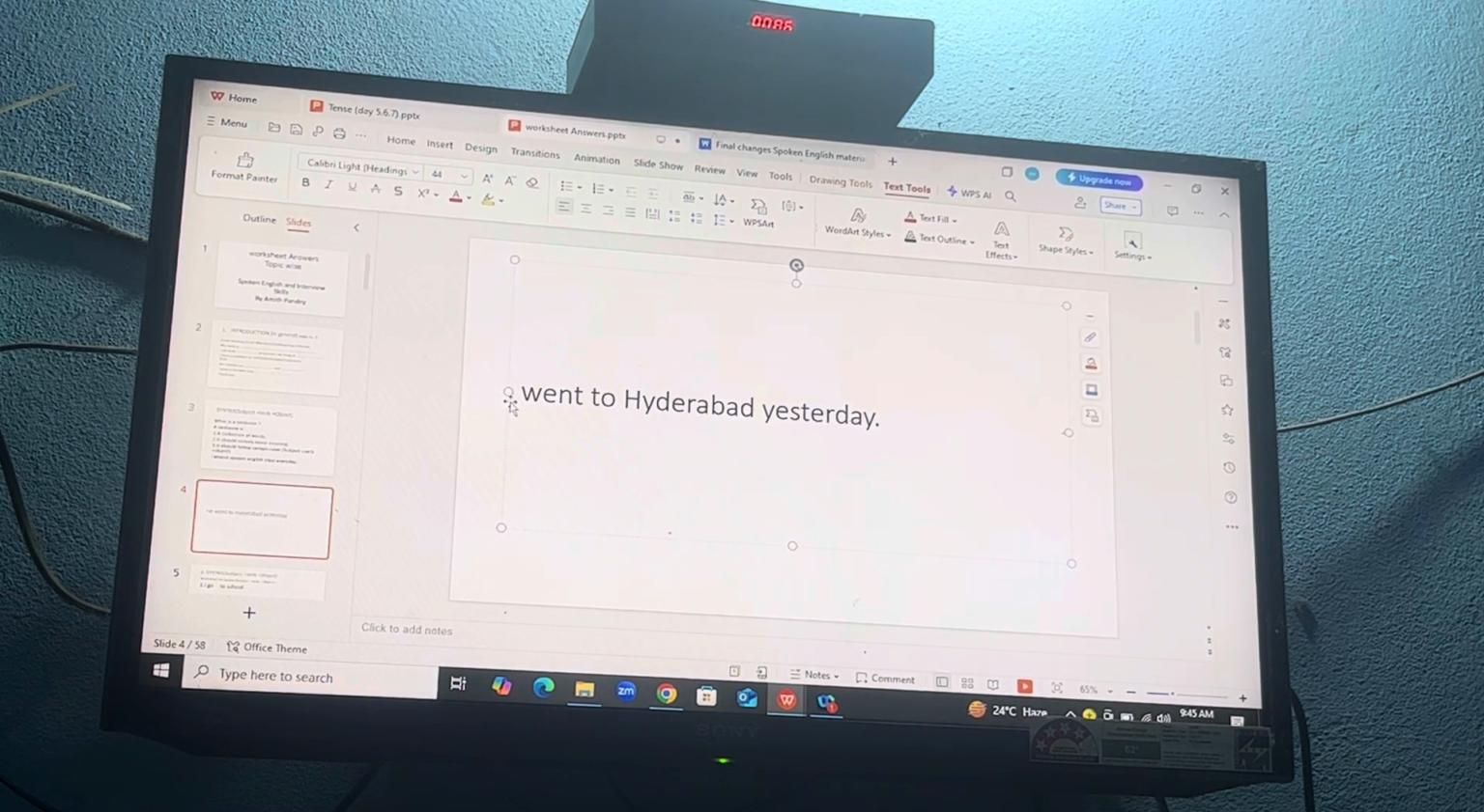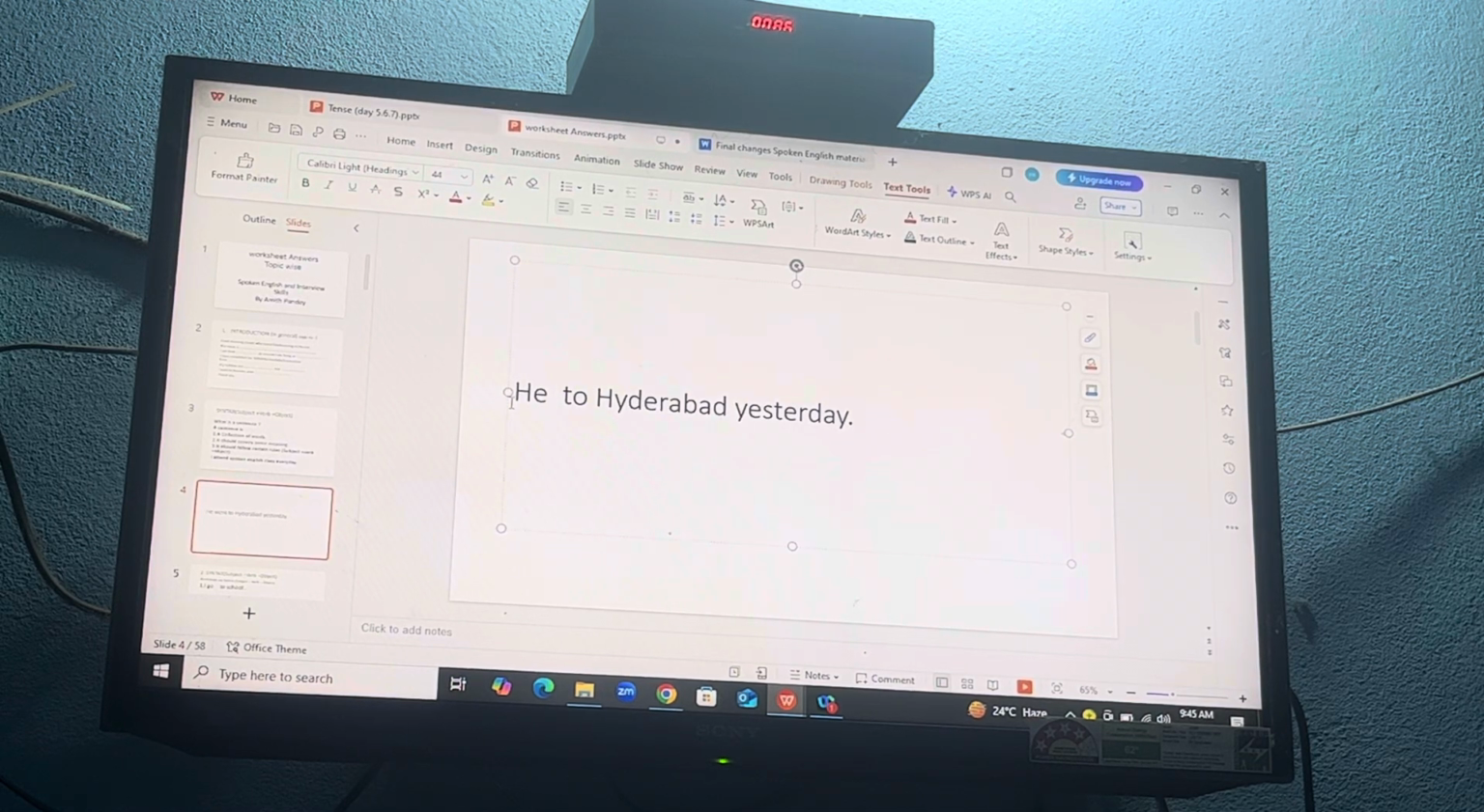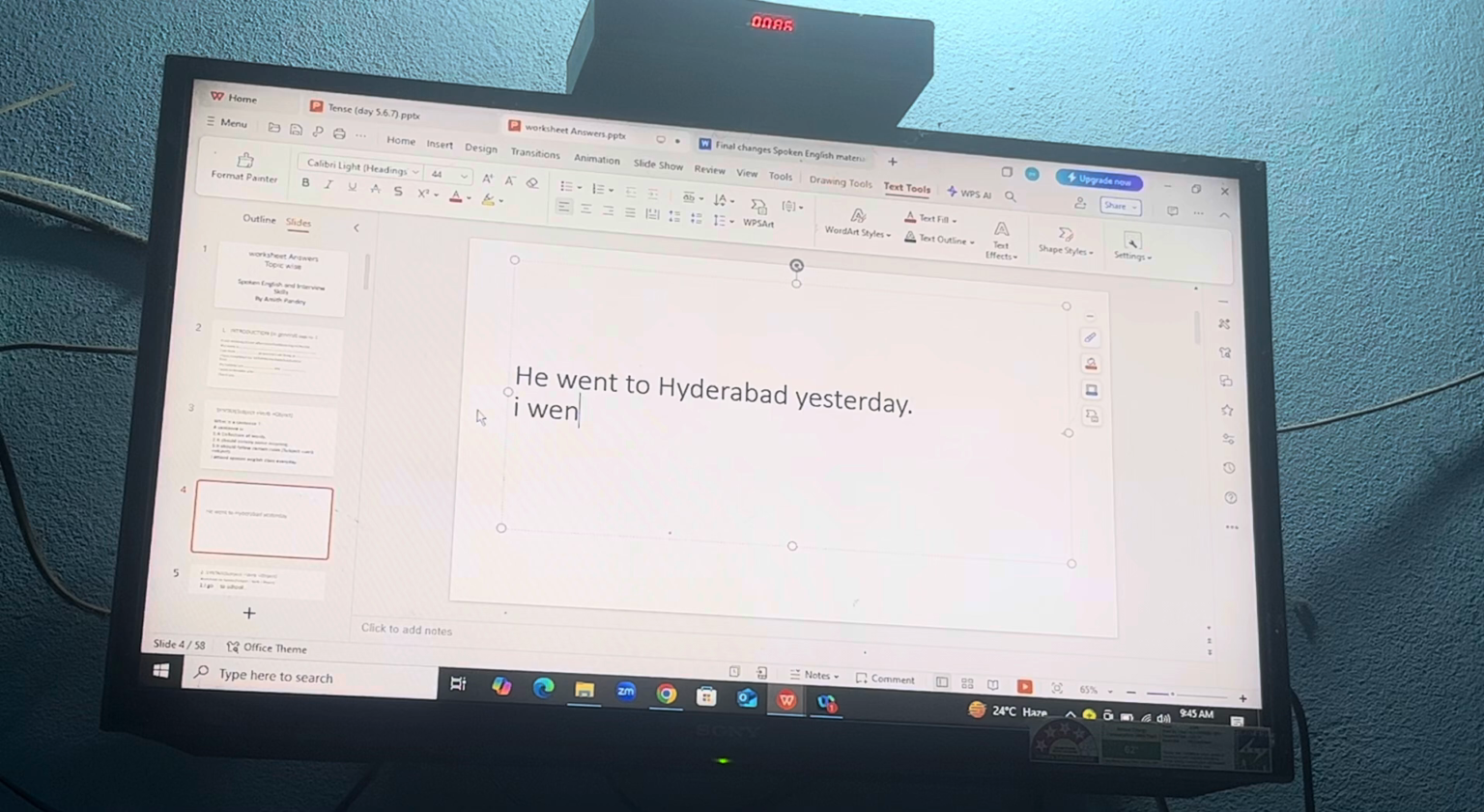Who went? I went, you went, he went, who went? So always remember, the first word is known as the subject. Then comes the second word, that is went. Went is known as the verb. If I remove this, he to Hyderabad, what is the meaning? No meaning. In the same way, for example, I went to Hyderabad, or let's say Ameerpet. I went to Ameerpet. Now, if I remove the subject, that is I, so went to Ameerpet. Who went? We don't know. That means the subject is missing.